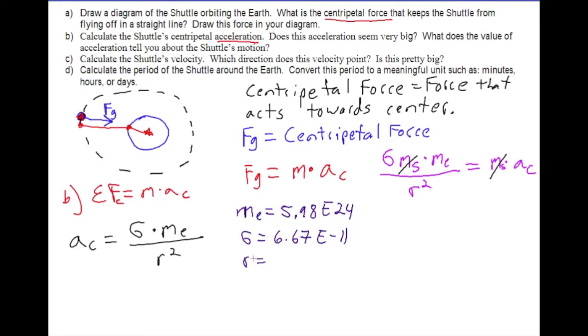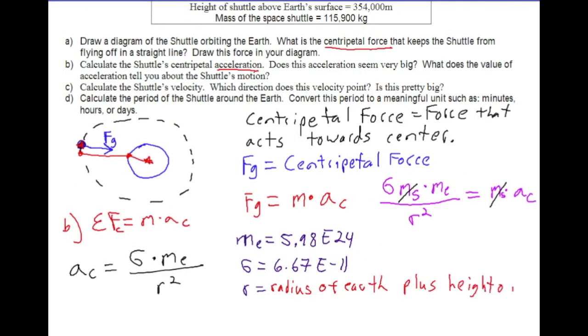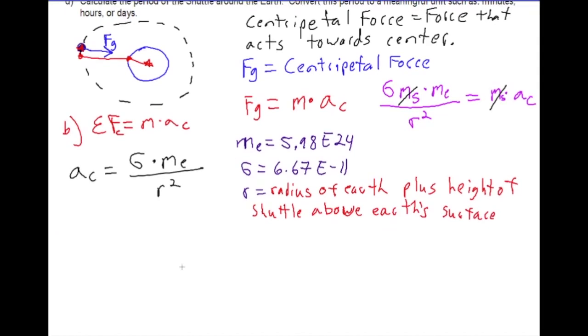So this R is actually going to equal the radius of the Earth plus the height of the shuttle above the Earth's surface. All right, now that we have all these numbers, we can just go ahead and plug them in and solve. We find out that the centripetal acceleration is equal to 8.8 meters per second squared.